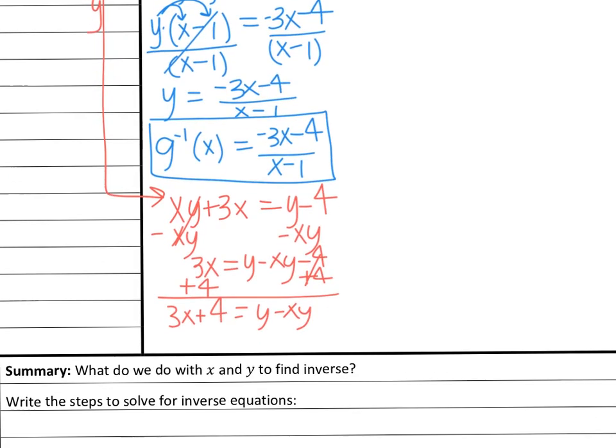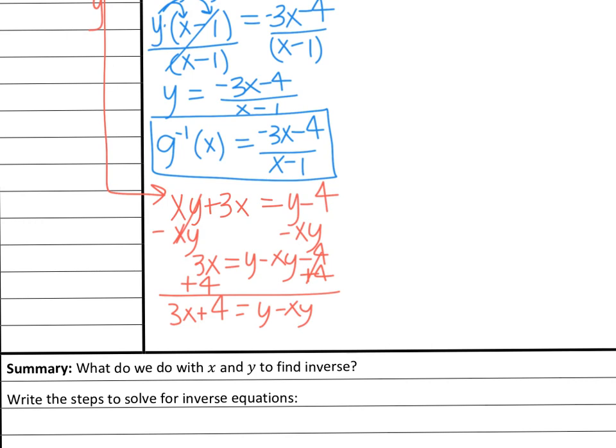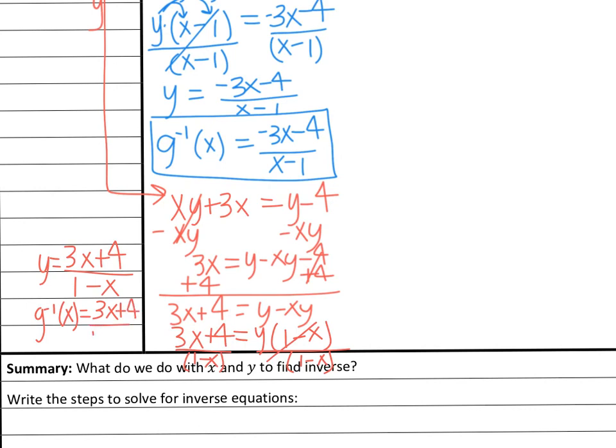And then down here you would have a GCF of y, so y pulled out would be y times 1 minus x equals 3x plus 4. And then you could have divided both sides by 1 minus x, and you would be left with y equals 3x plus 4 over 1 minus x. So we could also rewrite that as g to the negative 1 of x equals 3x plus 4 over 1 minus x.